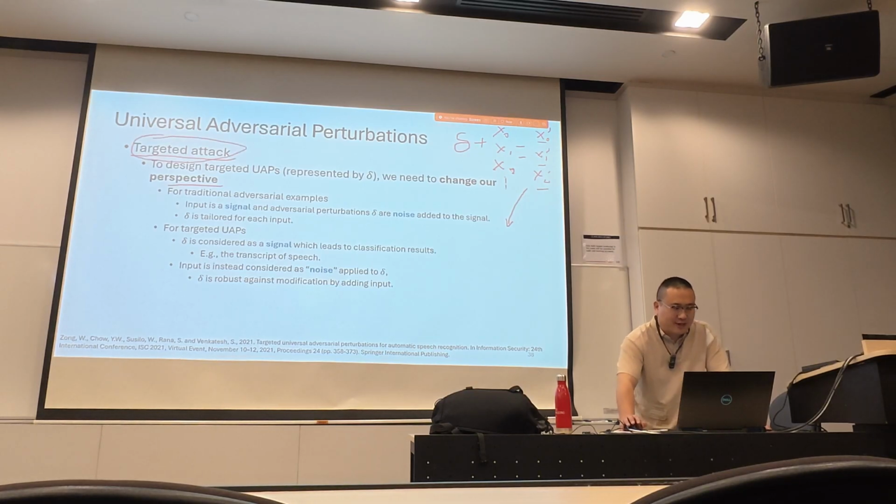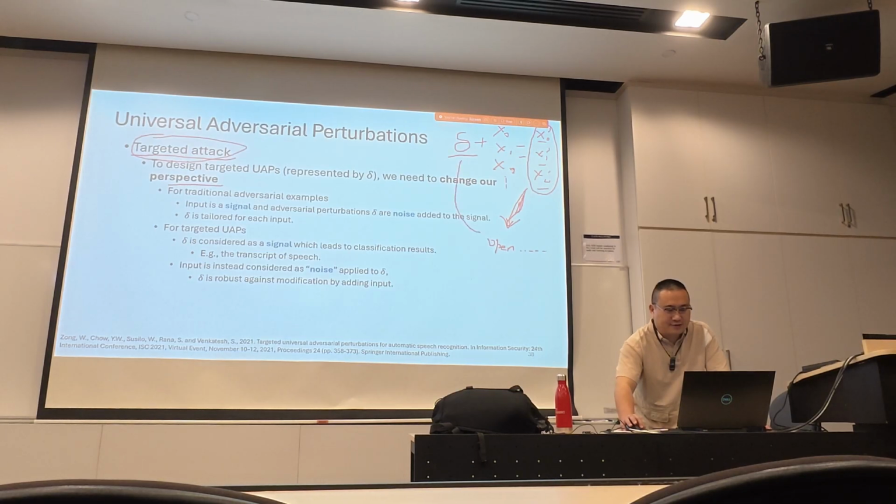So it means that for speech-to-text, we define our target transcript. For example, the target transcript can be like "open the garage door". And then all the attacked audio will be transcribed into the target transcript. So in this setting, we can see that the UAP is strongly associated with the target transcript. And whenever we add any audio to the UAP, the result can still be transcribed into the target transcript.